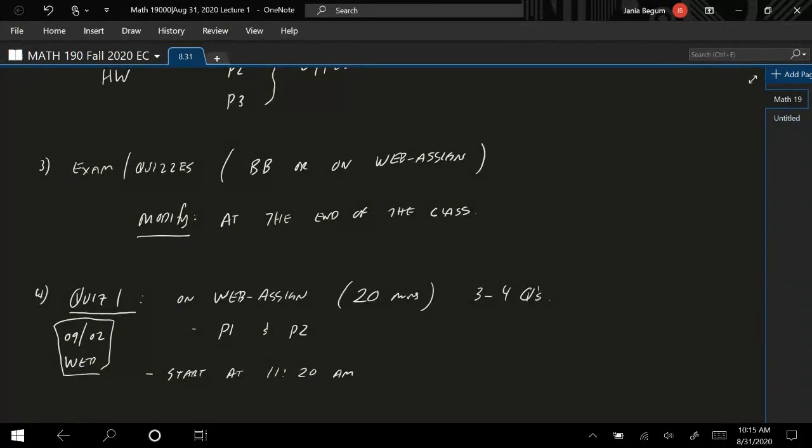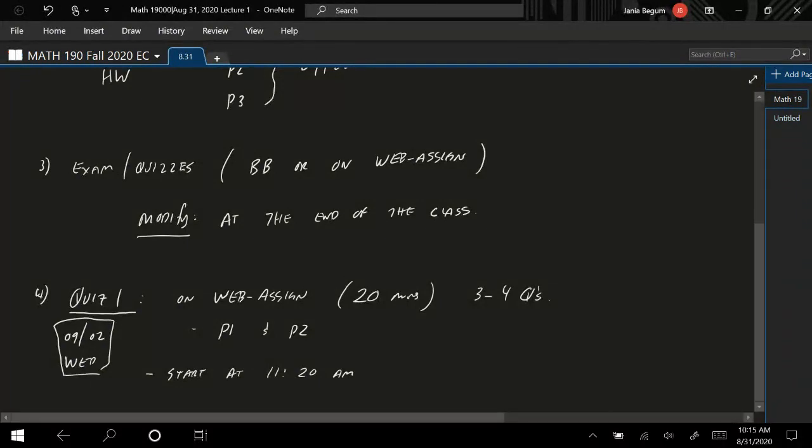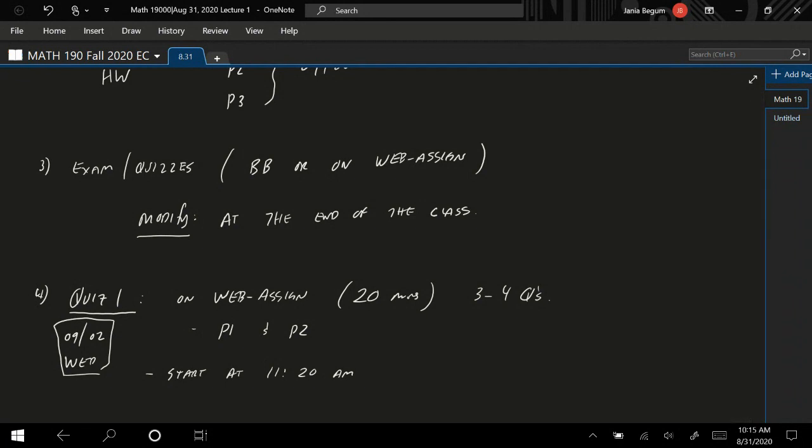You said that if we need more time after 11:40, we can. Is that only for the guys in the special program or also for regular students? It's only for those who are in the accommodation program. If you have the form approved by accessibility, you give it to me and then you get the extended time. Okay, perfect. Thank you. And everyone will have 20 minutes. Just those who gave me the form will have extra minutes depending on what your accommodation is. Okay. All right. Any other questions?